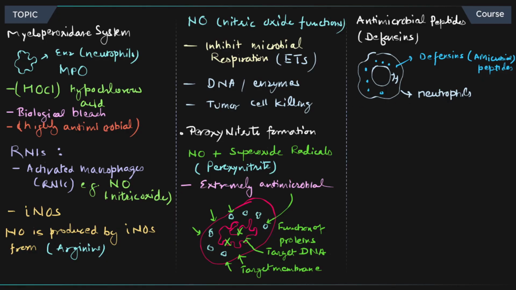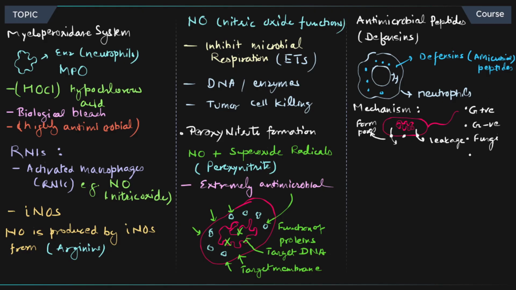Now, if you talk about the mechanism of action of defensins, suppose this is the bacterial cell, you have DNA inside. Defensins will create pores in the bacterial cell wall. So formation of pores will happen, and further the components will leach out. Leakage of the components will happen. They will target gram-positive bacteria, gram-negative bacteria, fungus, and viruses, especially the enveloped viruses, because they mostly affect the membrane of these pathogens.